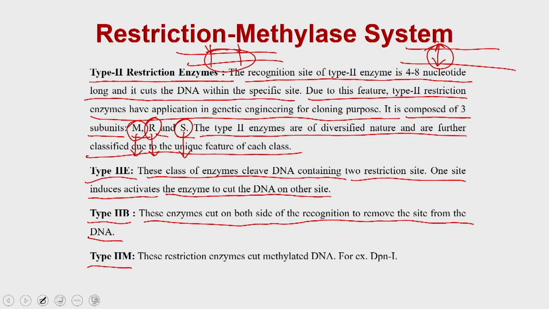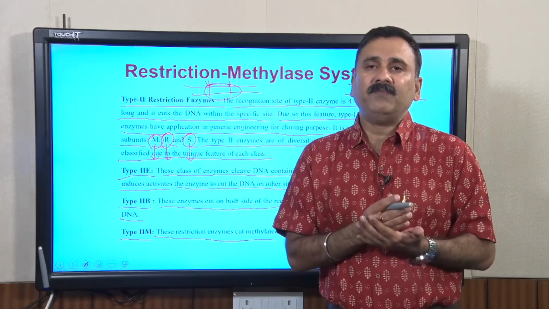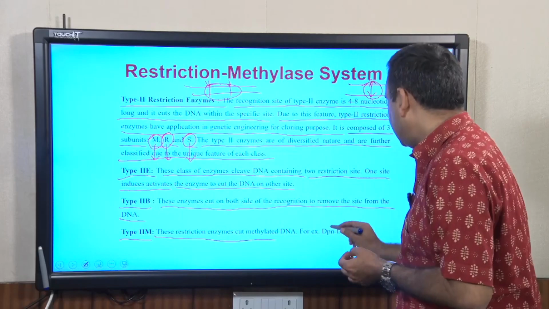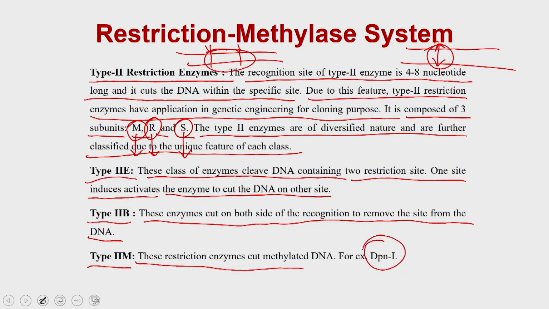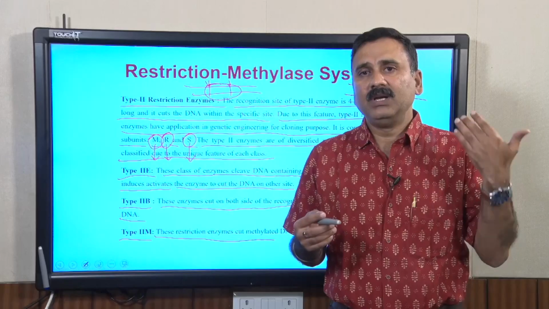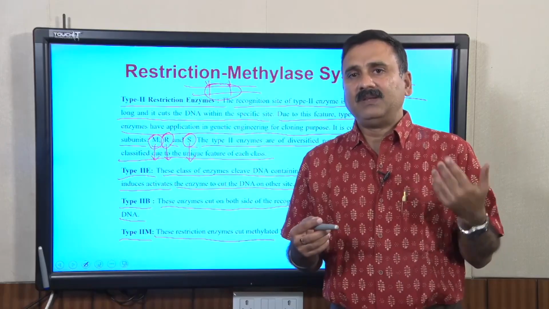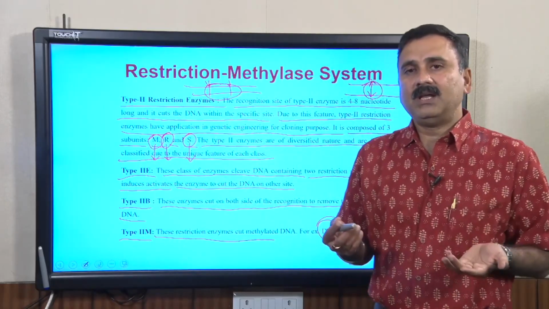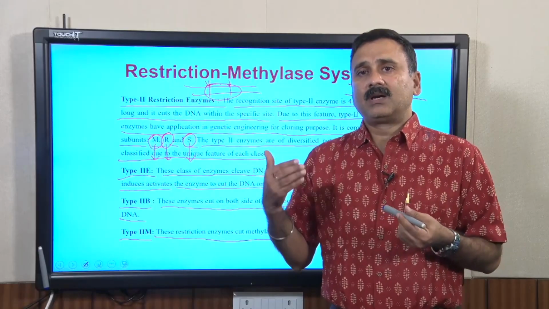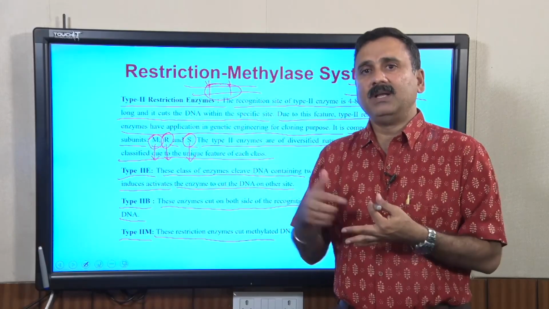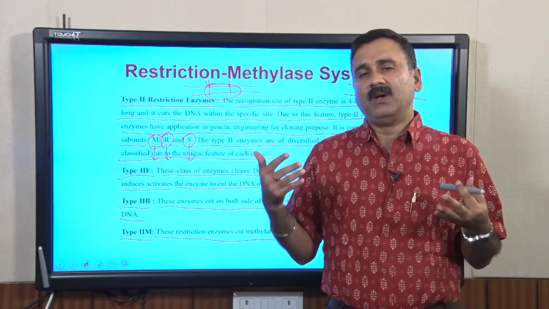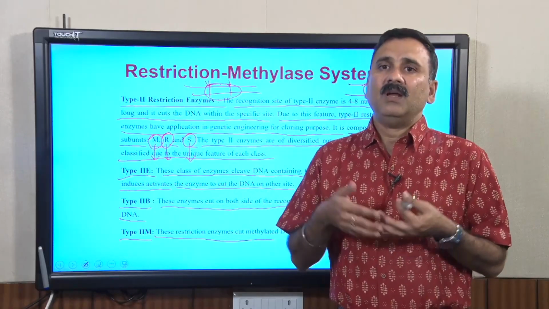Type 2M is the restriction enzyme class which cuts methylated DNA. Contrary to other restriction-methylase systems, these enzymes cut the DNA when it is methylated. One classical example is DpnI, which has a very classical usage because of this unique property that it cuts methylated DNA. As we discussed, methylated DNA is usually immune from being cut by the restriction-methylase system, but in this particular class of enzymes, the enzyme cuts the DNA because it is methylated.